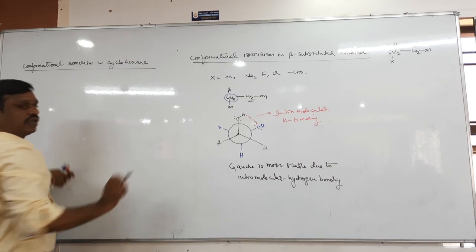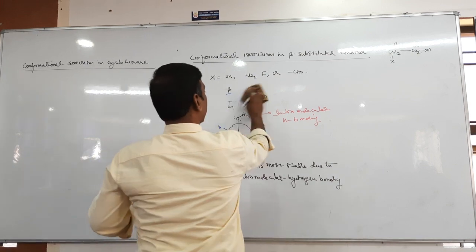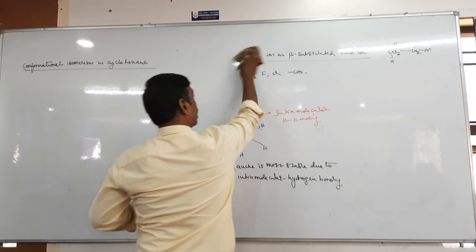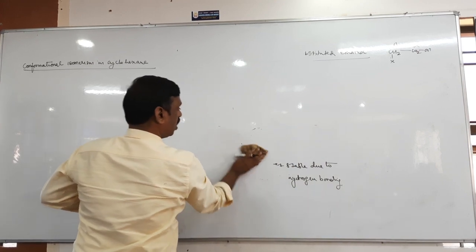Conformational isomerism in cyclohexane. Okay, similar to alkanes, cycloalkanes, particularly cyclohexane, can also exhibit conformational isomerism.